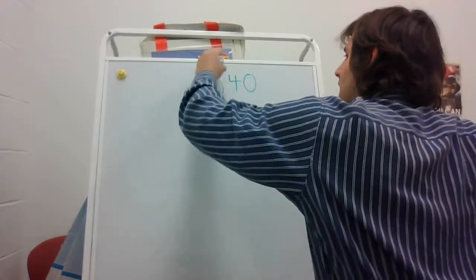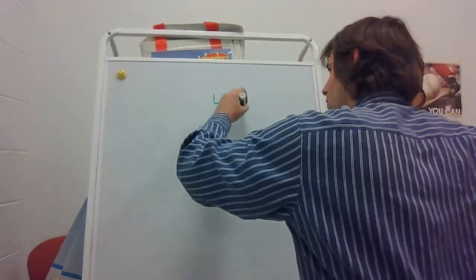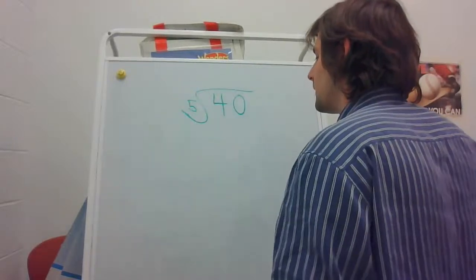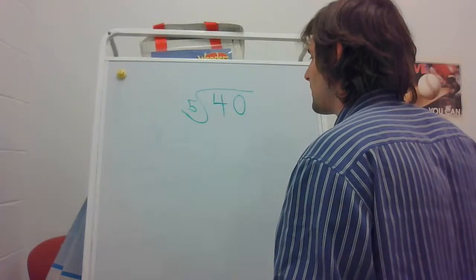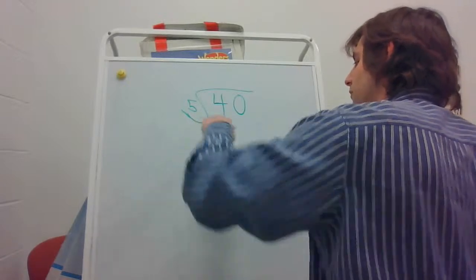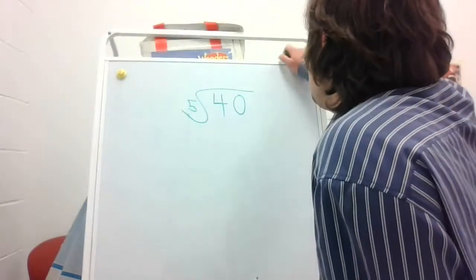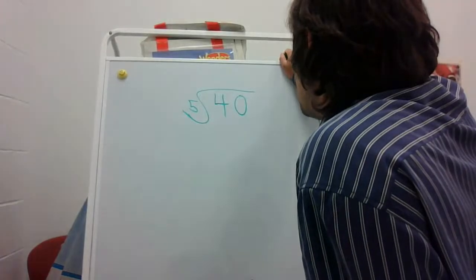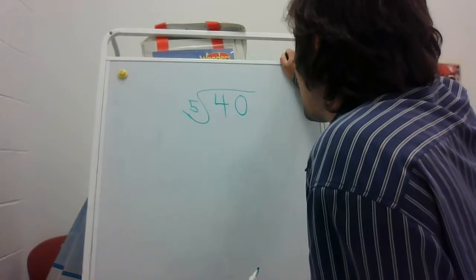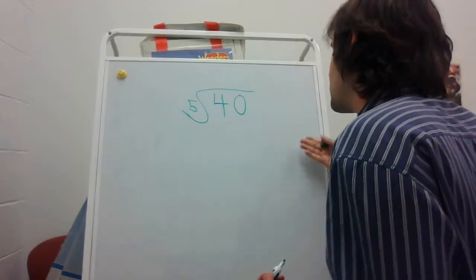All right, 40 divided by 5. You know what? Let me put the 40 down a little bit so I have room. Okay, so 40 divided by 5. I'm going to see how many groups of 5 go into 40. Now, I can do it the same way I did it before. I can make 40 tallies and count how many groups of 5 I get within the number 40. And I will do that to keep it simple, but then I will show you a faster way.